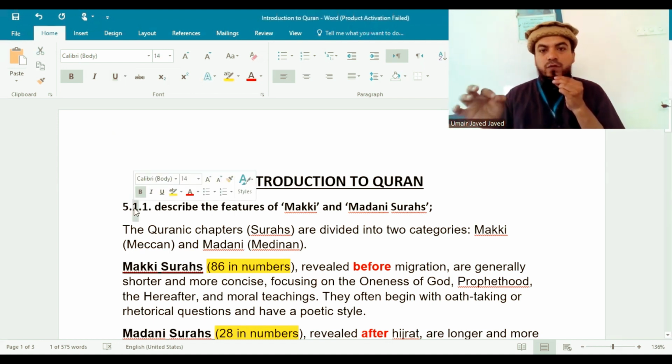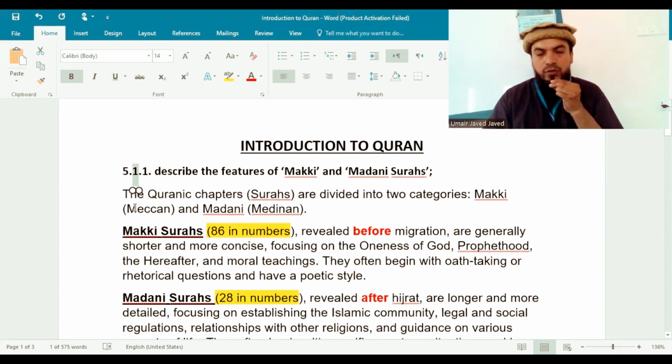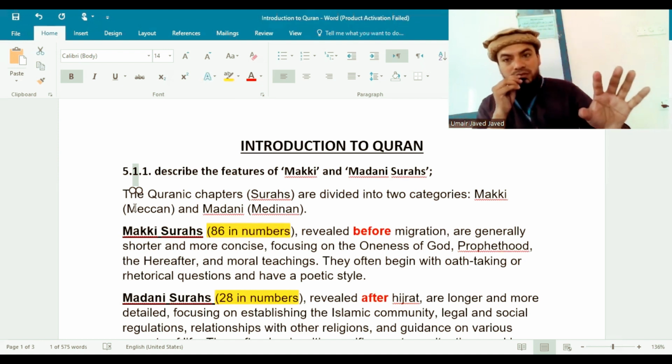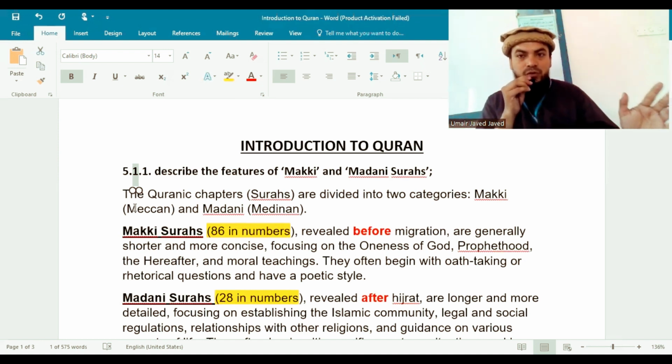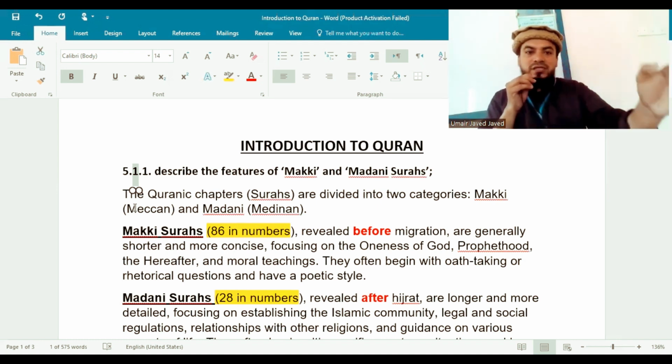In this part, Introduction to Quran, in this document, there is SLO number 5.1.1. Describe the features of Makki and Madani Surah. Features means the examiner is asking about the characteristics, the attributes, the distinctive elements. You can explain the answer according to the measures of CRQs. Keep in mind, there are 100 to 150 words in CRQs, constructive response questions. So CRQs contain at least 100 words or maximum 150 words. I have written all these answers according to this criteria.